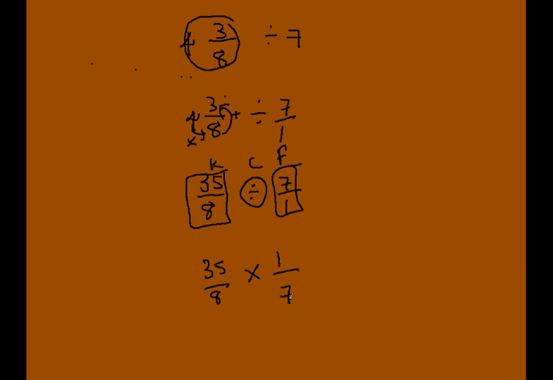Can we simplify? Yes, we can, because I can divide this by 7, and I can divide this by 7 as well. 7 divided by 7 is 1. 35 divided by 7 is 5. So I have 5 over 8 times 1 over 1. So now, all I have left to do is multiply top with top and bottom with bottom. So 5 times 1 is 5. 8 times 1 is 8. Can we simplify? No. So that's my final answer.